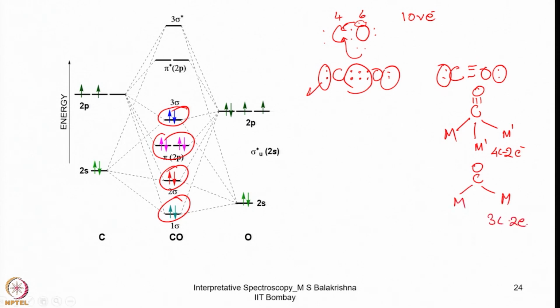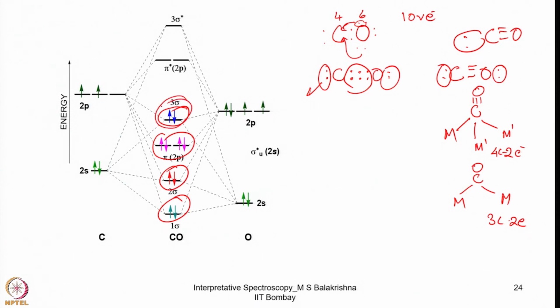Whatever electrons are present here will be shared between 2 metals. So I will tell you what would happen when it is acting as a terminal ligand, a bridging ligand, or a tri-bridging ligand, and what would happen to the stretching frequency. So this is what we should focus on.